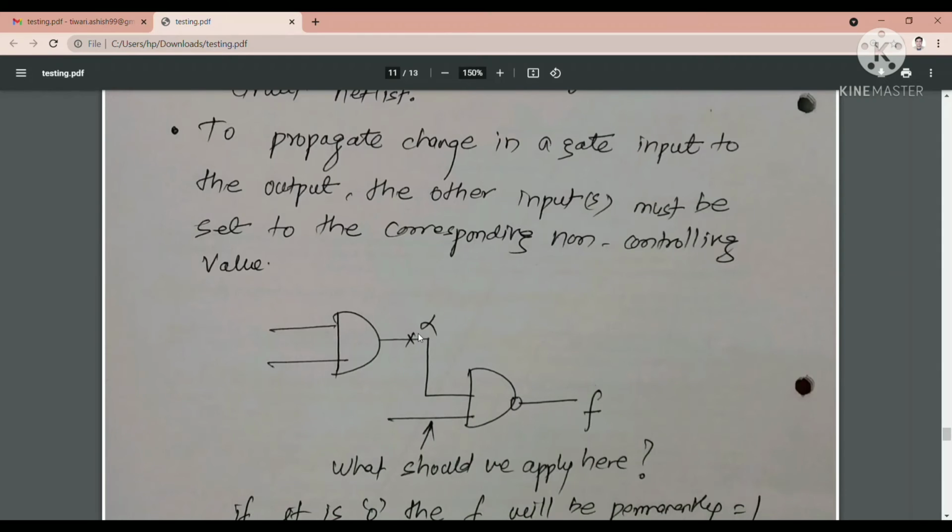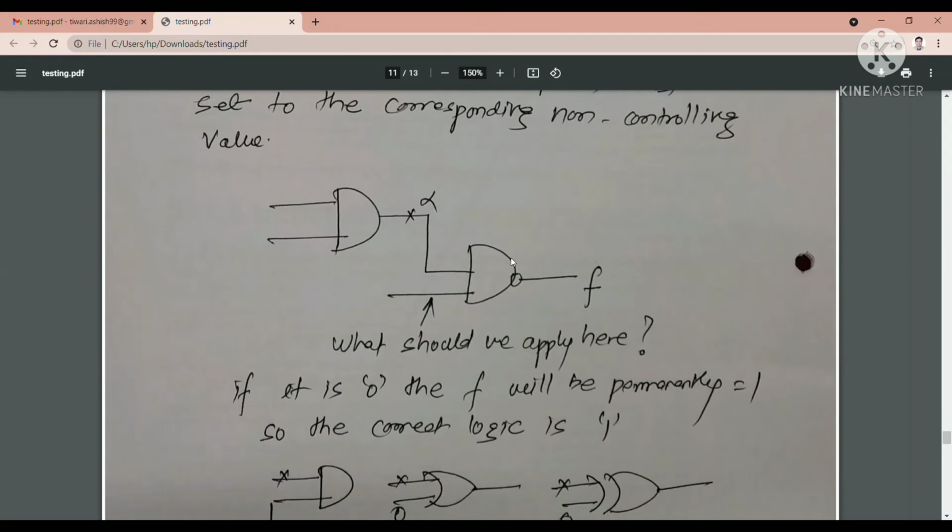there is a stuck-at-0 or stuck-at-1 fault here. Suppose I assume that this alpha is stuck at 0. So in order to propagate this particular fault, because in the path sensitization method the first requirement is that whatever fault is here has to be propagated to the primary output. So what should we apply here so that it will not affect the output over here? If it is 0, f will be permanently 1.